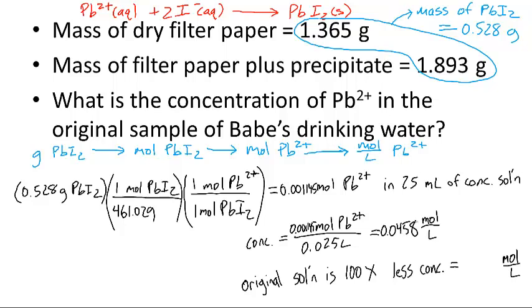Now, that was the concentrated solution. That was after we had reduced the volume by a factor of 100. So the original solution would be 100 times less concentrated. So that would be, let's say, 4.58 times 10 to the, this was -2, so that would be times 10 to the -4 moles per liter. And I don't actually know if that's an acceptable or an unacceptable concentration of lead in drinking water for an ox.